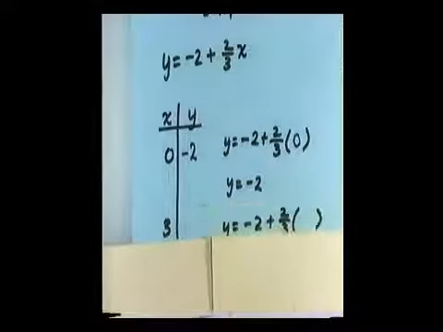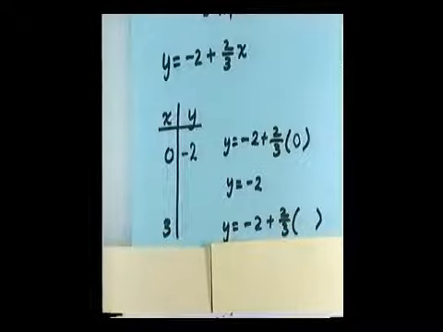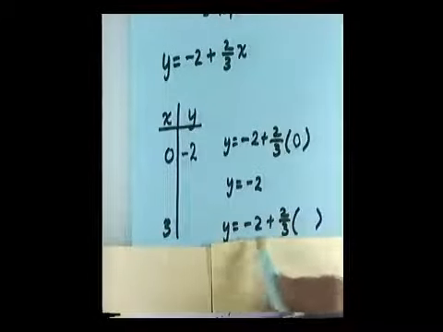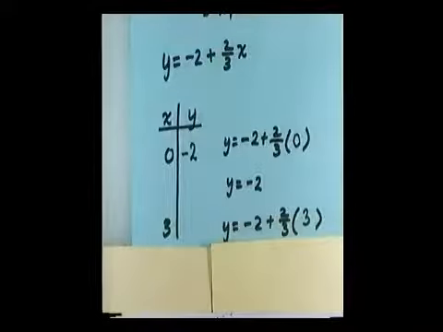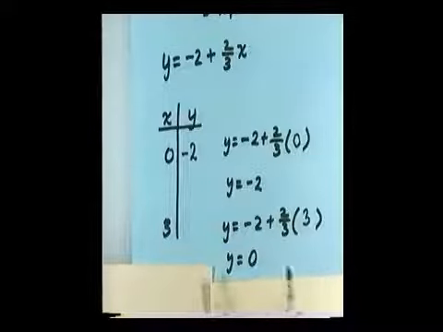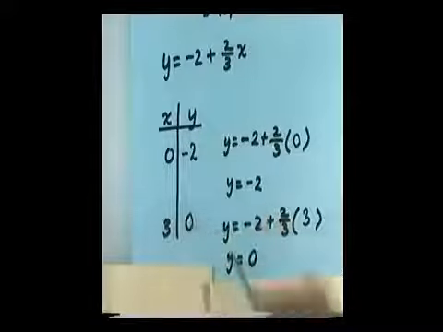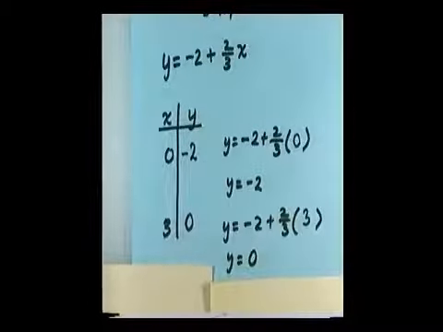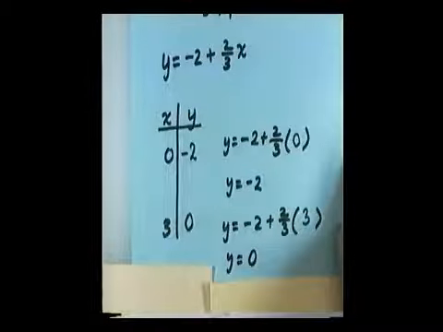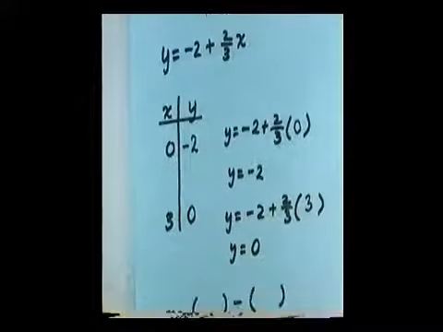Filling in 3 into our equation, y equals negative 2 plus 2/3 times 3. The 2/3 times 3 is 2, and negative 2 plus 2 is 0. So we have 2 points, (0, negative 2) and (3, 0). And then we can use our slope formula.